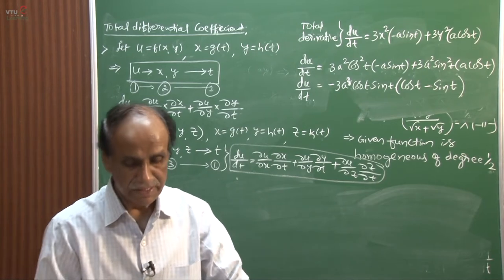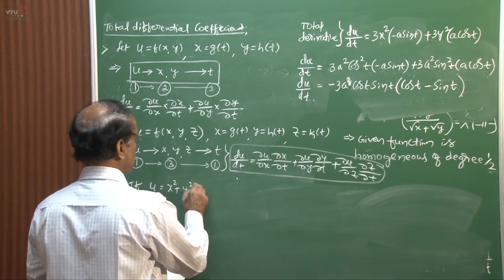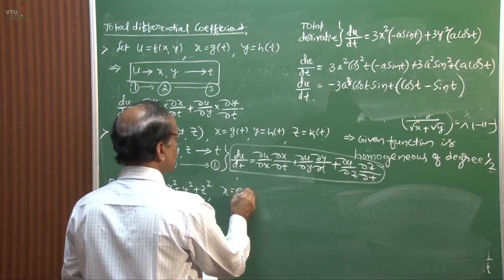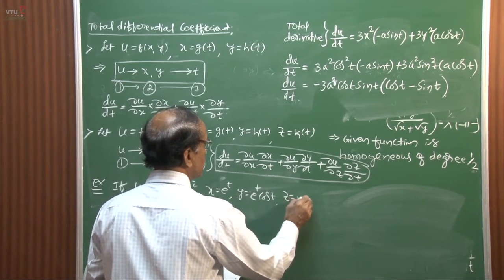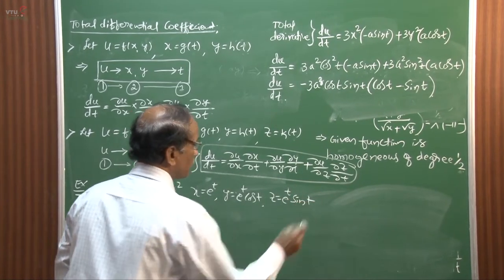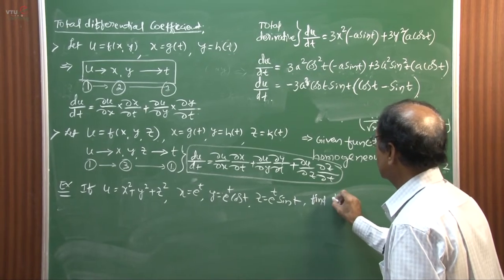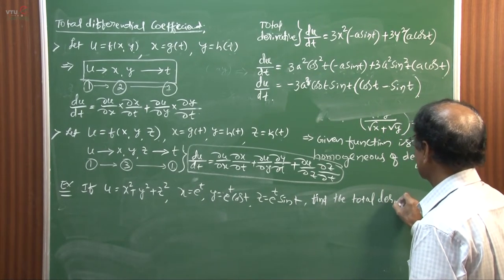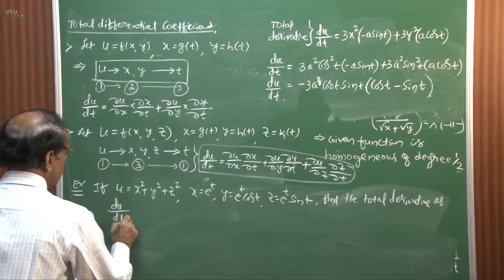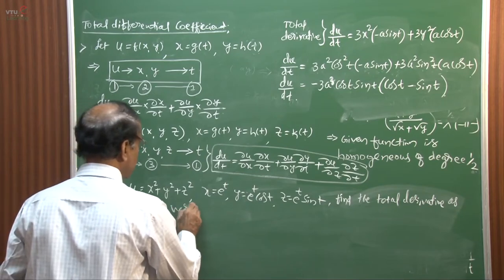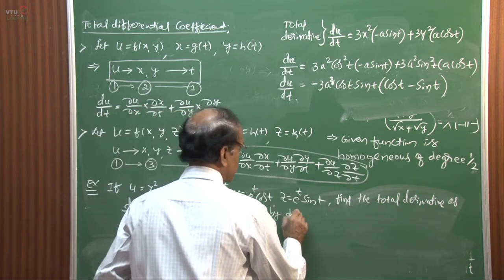That problem will be for three different values. If u is equal to x square plus y square plus z square, and x equal to e to the power t, and y is equal to e to the power t into cos t, and z equal to e to the power t into sin t. Okay, find the total derivative du by dt and verify the result by direct substitution.